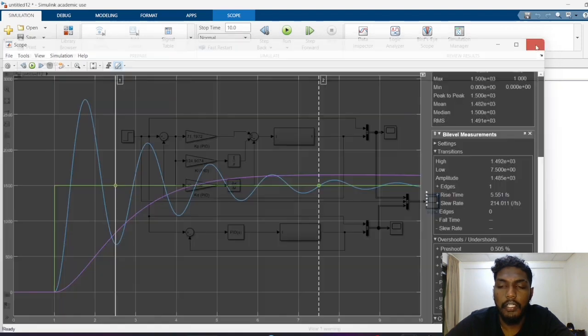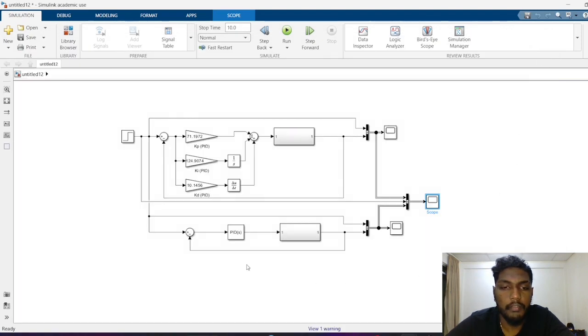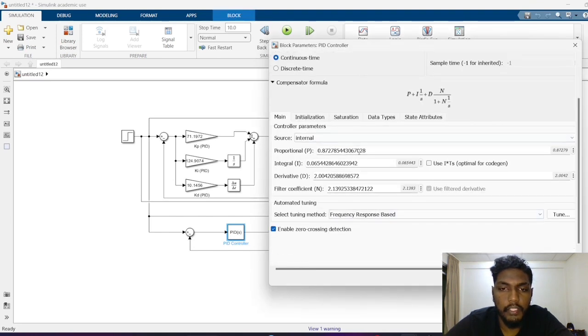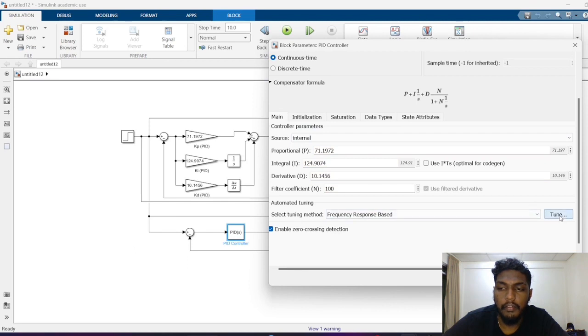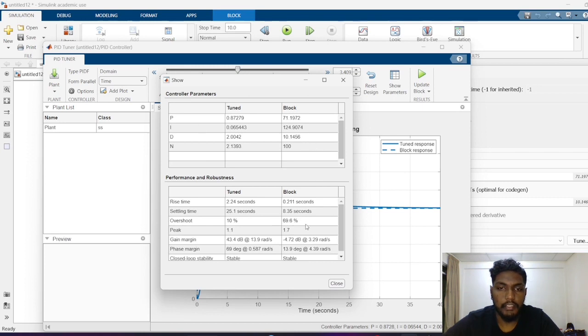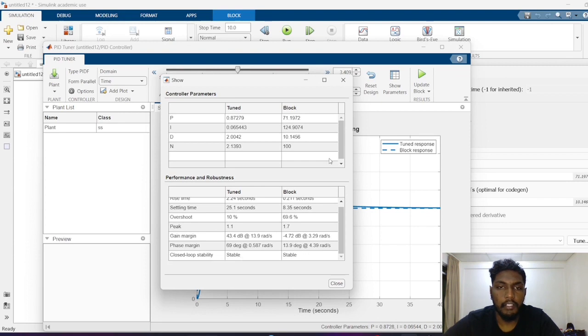And also there is another way to find the parameters asked in table 3. For that we have to double click the PID. We have to come down here, and here we have to replace with the manual value. For the filter coefficient we just put 100, and we have to apply, and after applying we have to click tune. So we can see here the block response is the dotted line, the waveform, and the normal line is the tuned response. To see the parameters we have to click here. So we can get the parameters asked in table 3: the rise time, settling time, overshoot, peak, gain margin, phase margin, and closed loop stability. So that's all from me.